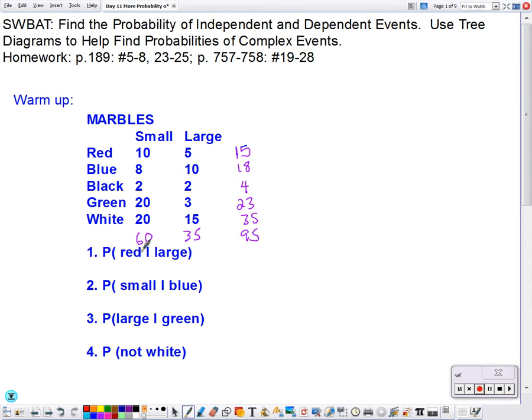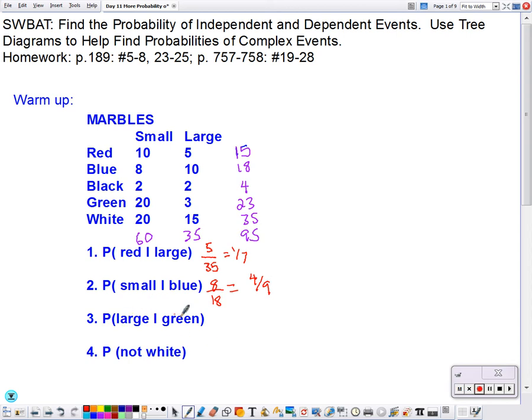So the probability that a marble selected is red, given that it is large. Well, I have 35 large marbles, and of those 35 large marbles, I have 5 that are red. So that fraction will reduce to 1 out of 7. Okay. Small, given that they are blue. I have 18 blue marbles. Of the 18 blue marbles, 8 are small, and that will reduce to 4 ninths.